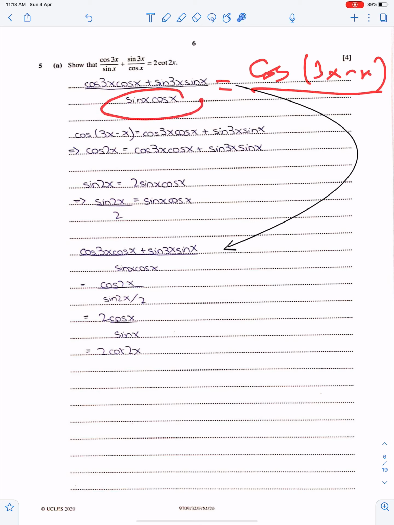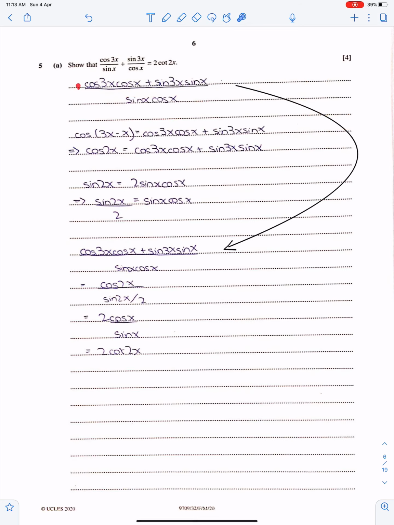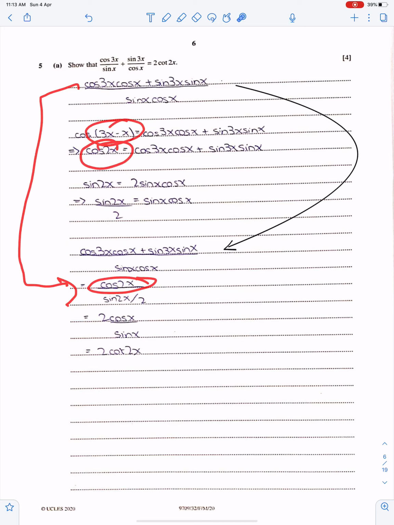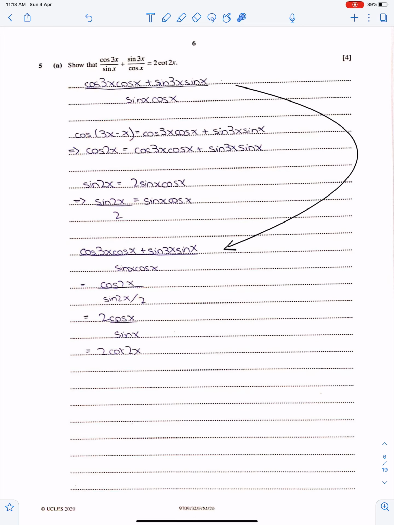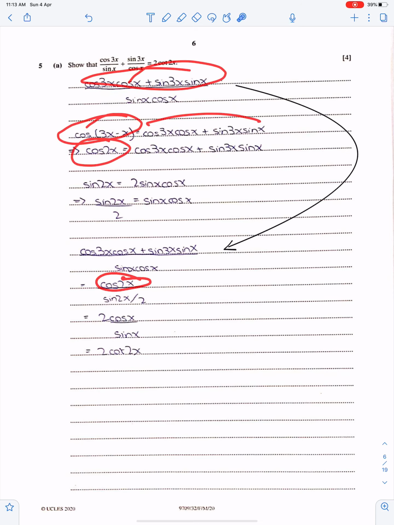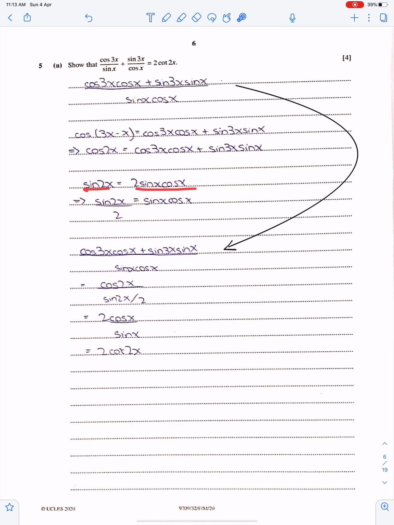And this is the double angle formula for sine. So you can write this as sine 2x upon 2. So you can write this thing as cos 3x minus x, which will become cos 2x over sine 2x upon 2. See, you can replace this by cos 2x, and sine 2x is 2 sine x cos x, so sine 2x upon 2. So we replace this by cos 2x and this by sine 2x upon 2. Finally, we have 2 cot x, 2 cot 2x.